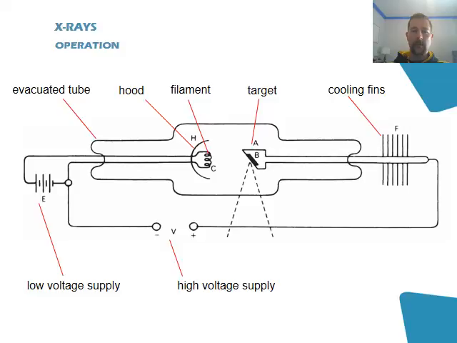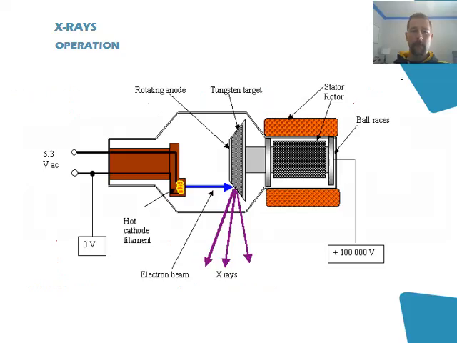In addition to that, most of the energy is transferred to heat, so this heat needs to be dissipated, and having a target material with a high melting point is also important. Now, a lot of the time a material such as tungsten is used, but it can also be palladium or silver or another material with a high atomic number, and this makes it good for X-ray production and being of that high melting point.